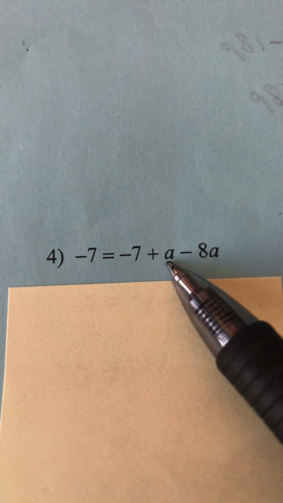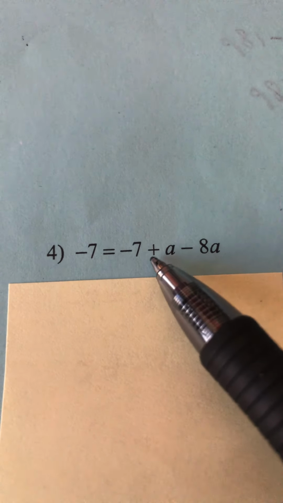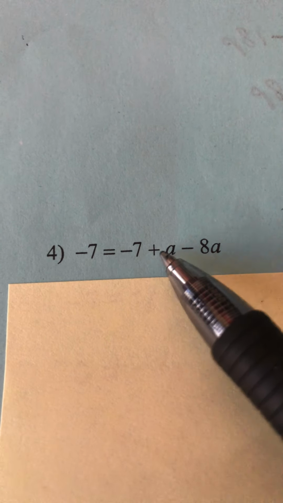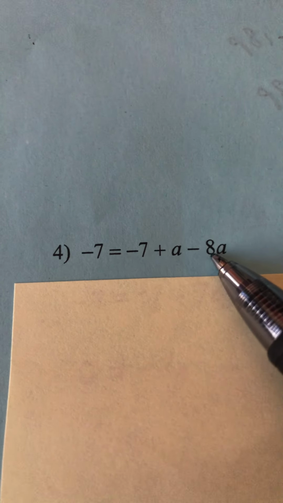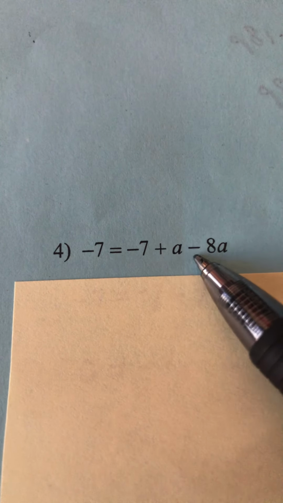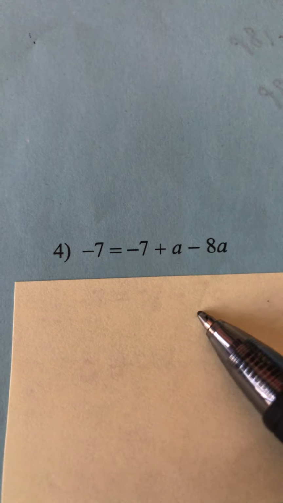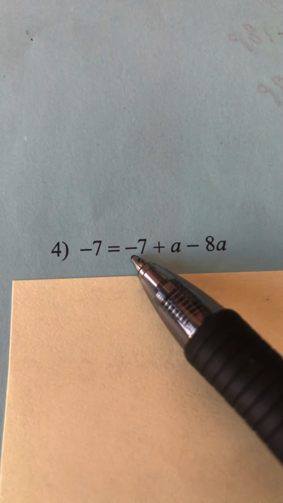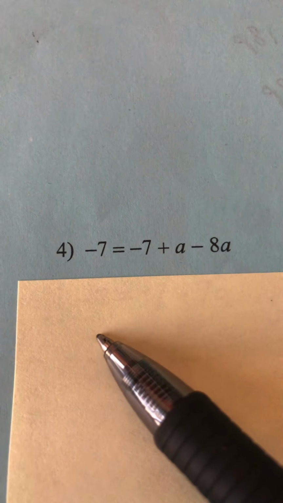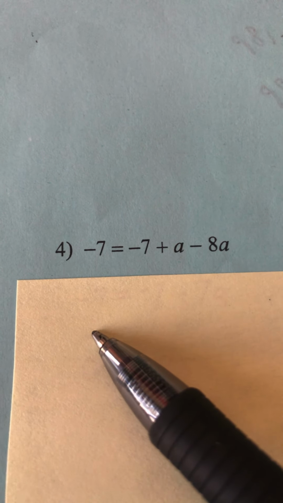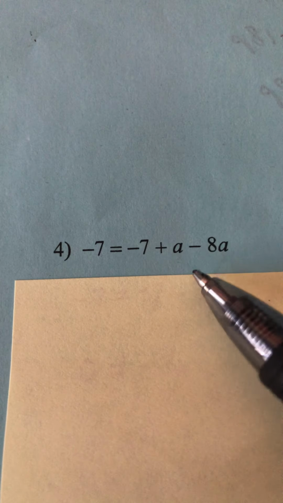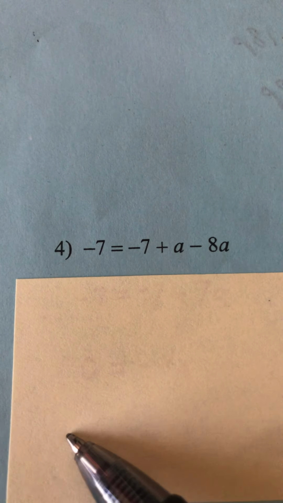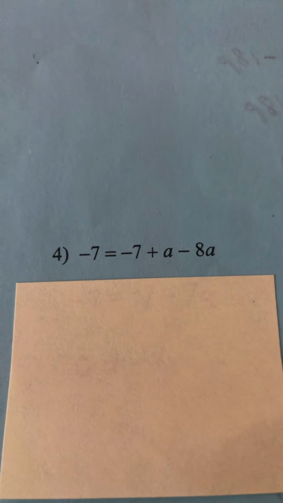Number 4, you have to combine like terms first. So you have to take this positive 1a minus 8a. So what is 1 minus 8? That's how many a's you have left. Then you're going to add 7 to both sides. And then whatever you have left with that a, you're going to divide both sides by that to get a by itself.